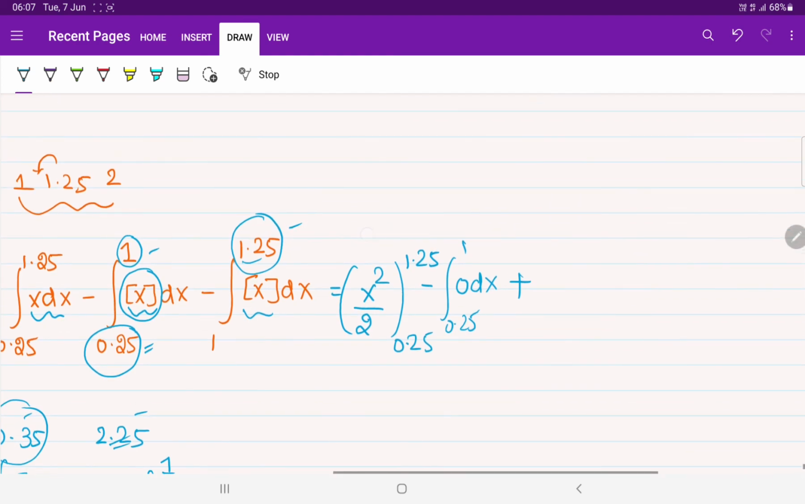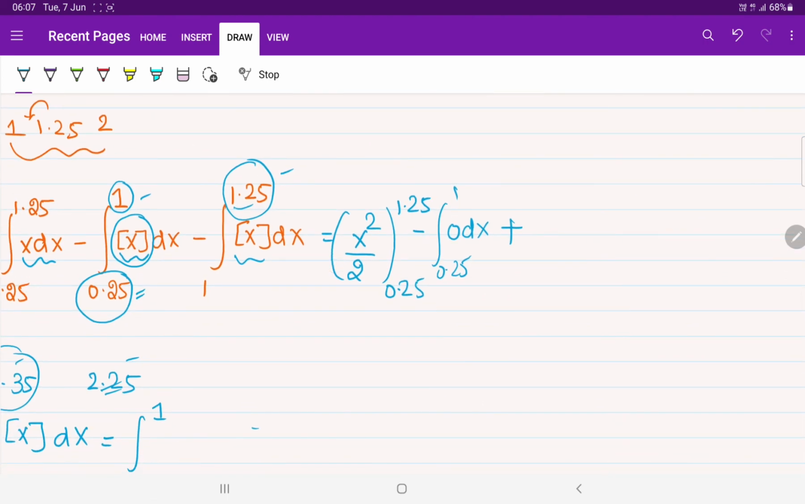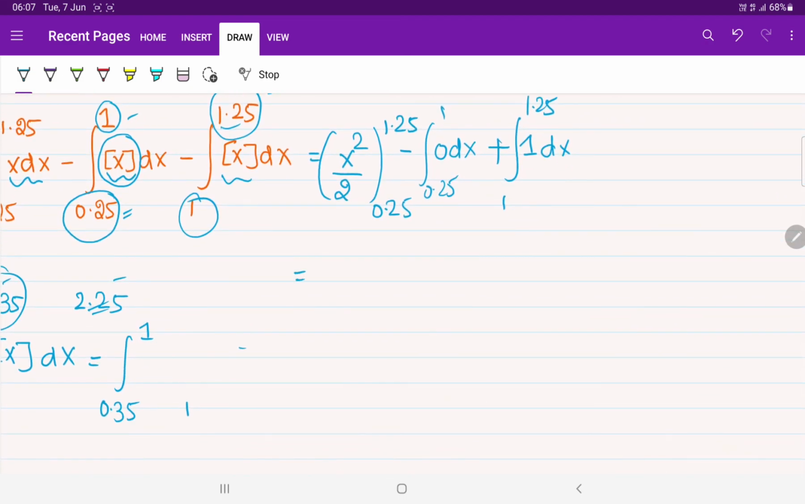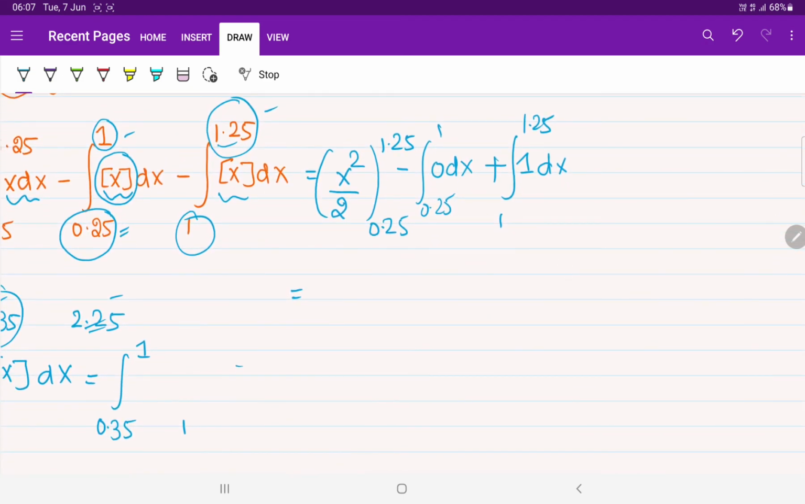Here we are traveling up to 1.25. So less than 1.25, the nearest integer value is 1. So the value of x will become 1 into dx. Again the limit is the same, 1 to 1.25. Hereafter you can proceed further. I hope there is no point in bringing the solution.